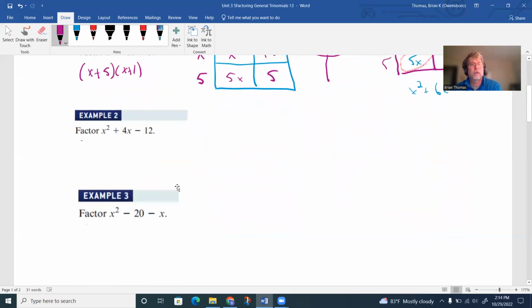So if I want to factor x squared plus 4x minus 12, notice how it's not a difference of squares. It's not two terms, so I can't use a special product. And notice how the negative 12 is not a perfect square either. There's nothing you can square that's going to give you a negative 12. So it kind of falls apart. So this becomes what we call a general trinomial. To factor a general trinomial, one way of doing it is using just the box.